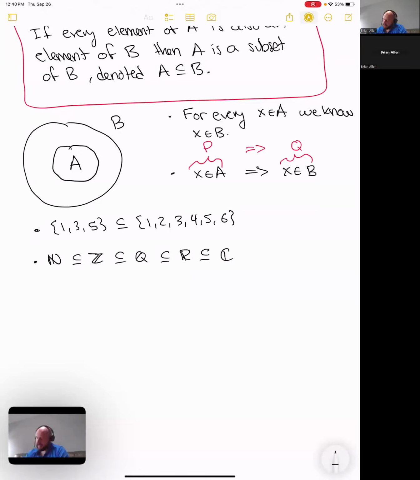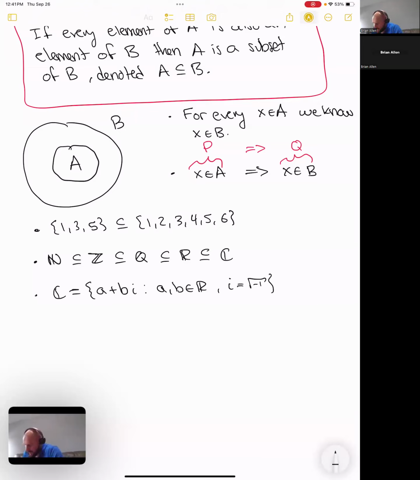In this class, I haven't defined complex numbers yet, so that's a little bit unfair, but let me just define it for you using set builder notation. It's the set of all numbers of the form a + bi, where a and b are real numbers, and i is equal to the square root of -1.